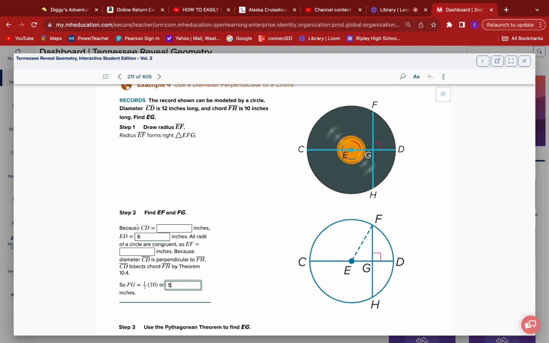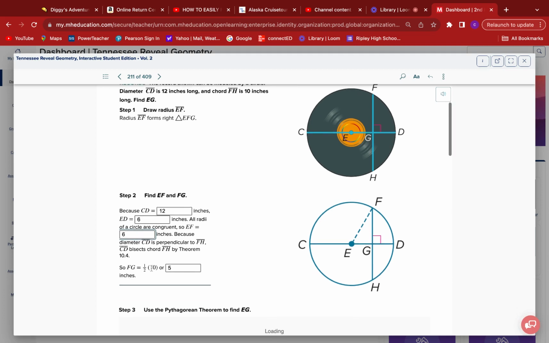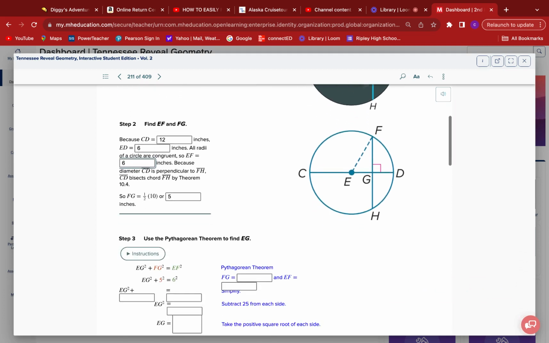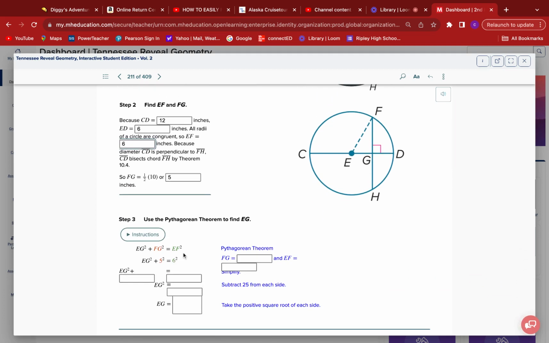Okay, well, let's go through here. CD, they said, is 12. I already got ED is 6 because that's a radius. A radius is half of a diameter. All radii of a circle are congruent, so EF is 6. Because the diameter CD is perpendicular to FH, it bisects it. I said that a minute ago. Okay, we're cool there. All right, step number 3. Use the Pythagorean theorem to find EG.